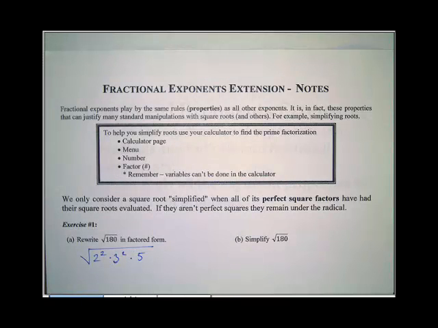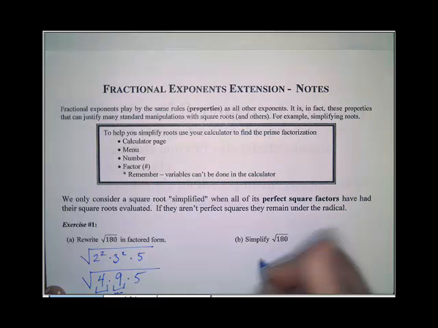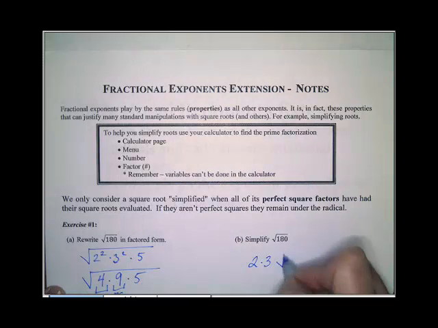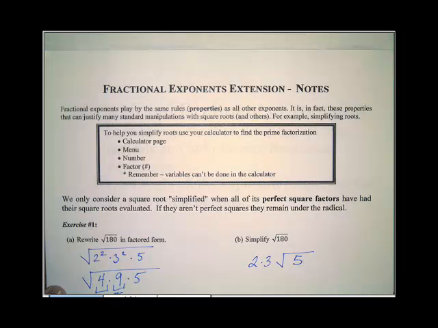Now remember, 2 squared is 4, 3 squared is 9, times 5. Now these are perfect squares. So anything to the power of 2 is a perfect square. And since we're taking square roots out, that's important because the square root of 4 is 2, the square root of 9 is 3, and the square root of 5, I don't know, it's irrational. So anything I bring out front, I'm multiplying. So 2 times 3 is 6, times the square root of 5.